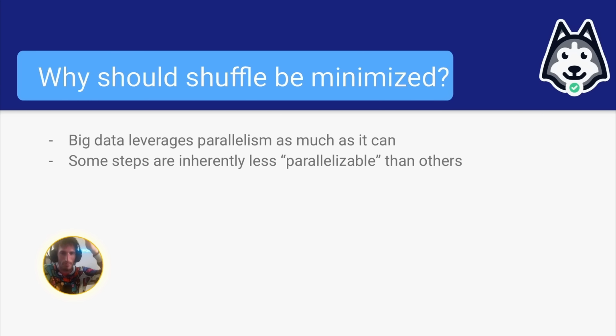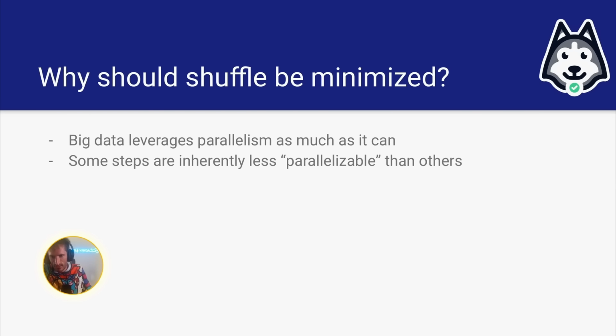Okay, why should shuffle be minimized? Well, the thing that sucks about shuffle is that it's the bottleneck for parallelism. If you have a pipeline that doesn't use shuffle, it can be as parallel as you want it to be, because you don't need a specific chunk of data to all be on one machine. You can have it all split out, and we're going to talk more about what that means and the parallelism of stuff in another slide.